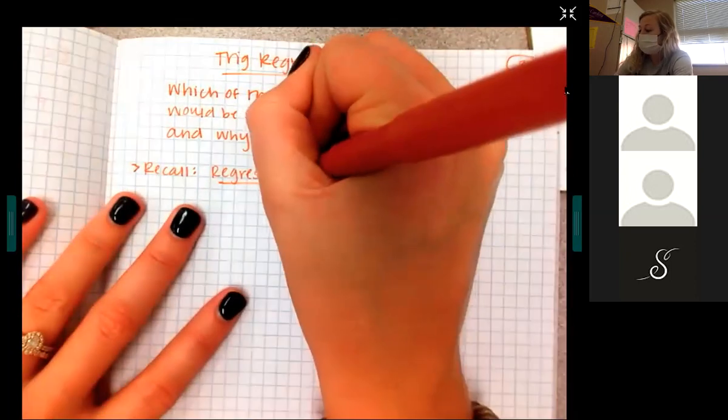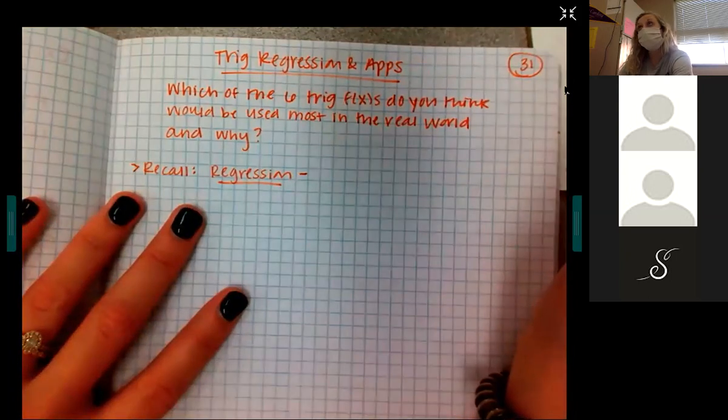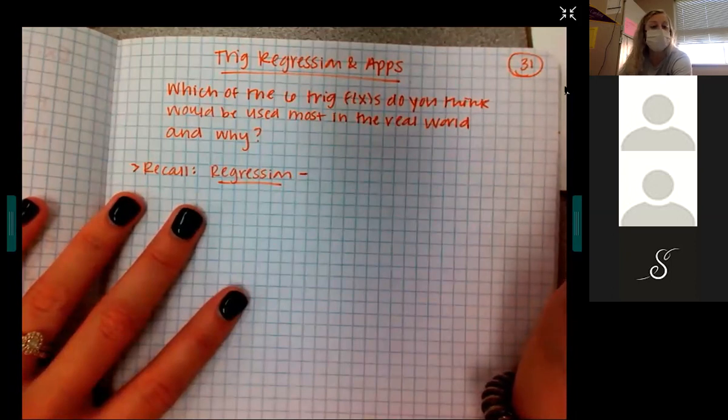Oh, wait, no. If you go back and look in your notebooks, there is in Unit 2 a page that says exponential regression. Look in your table of contents. It'll tell you what page to flip to. That's the whole reason why we do it.